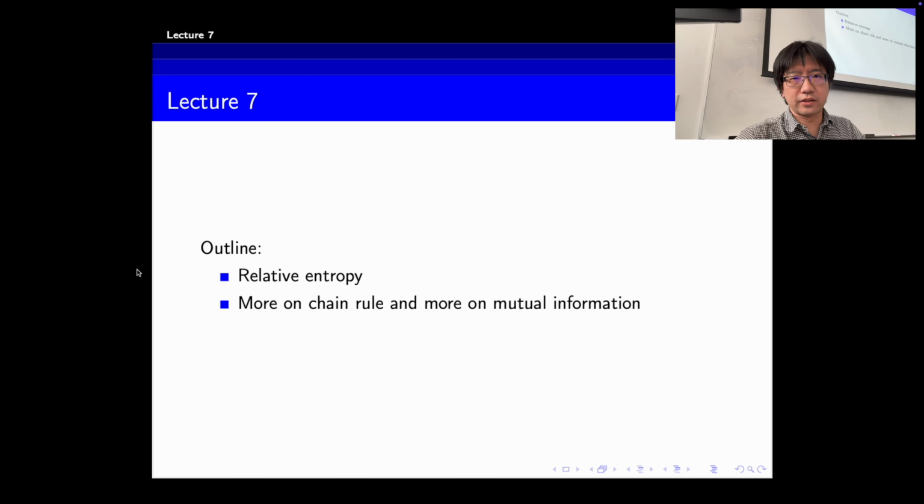All right, so let's review what we covered in our last lecture. We finished talking about relative entropy, and we applied what we learned before. Then we talked a little more about the chain rules. We introduced the chain rule on relative entropy and also on mutual information. Then we talked more on mutual information, and we introduced the concept of conditional mutual information.